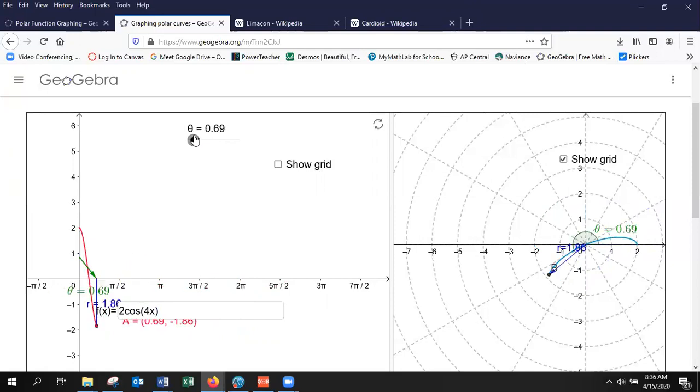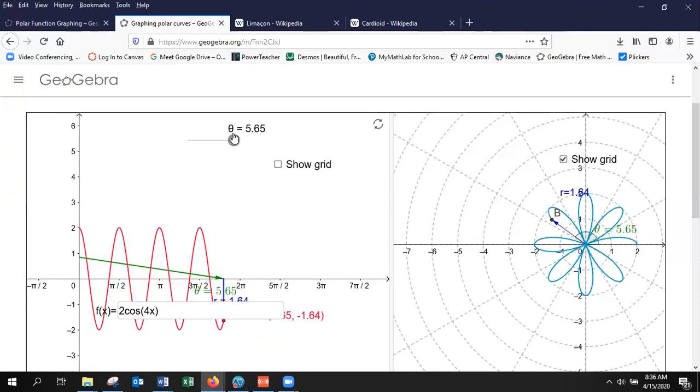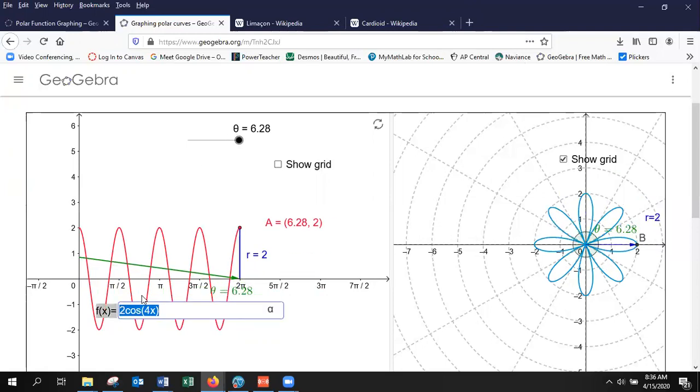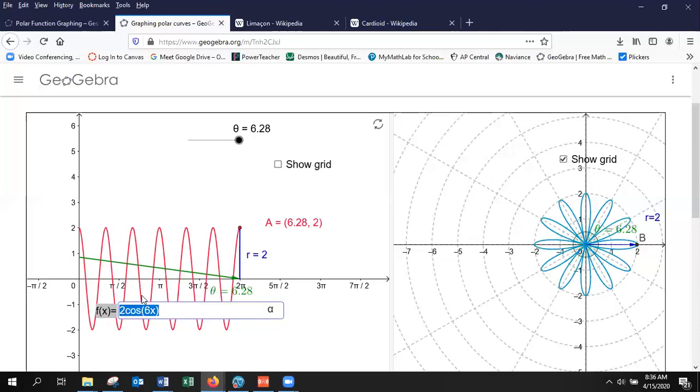And so what happens with these 8 petals is we get 4 petals traced, or at least the equivalent of 4 petals traced when we get to pi, and then we get the other 4 petals traced when we get to 2 pi. So by changing this number from an even to an odd, say this is a 5, we're going to have 5 petals. If this were a 6, as it's even, we should see 12 petals.